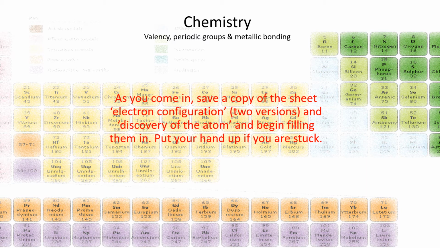We're going to do a bit more chemistry following the grade 10 Australian chemistry curriculum. We're looking at valency, periodic groups, and a little bit of metallic bonding.